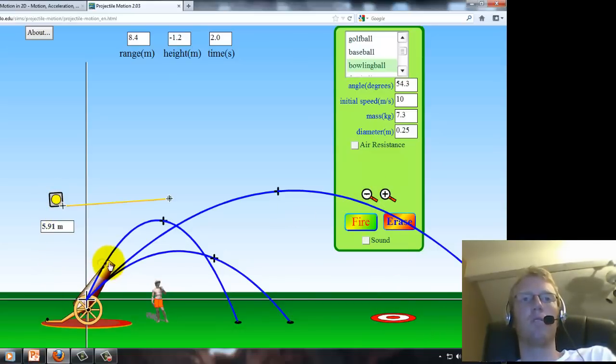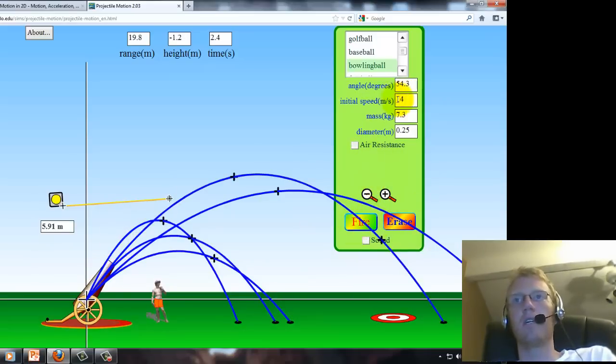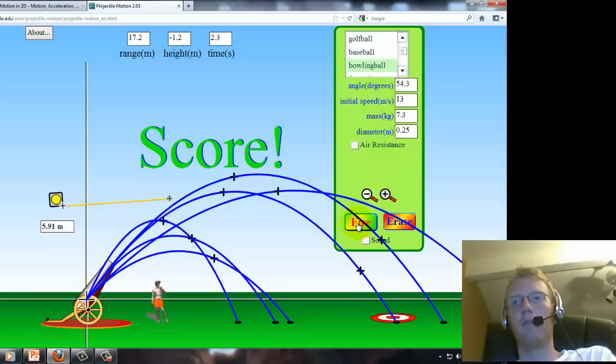That's probably what you're supposed to do, right? So too short, increase the velocity a little bit. Too big, decrease the velocity a little bit. Bullseye. I guess we score. I don't know what we score. It's pretty exciting though. Well done, Morgan.